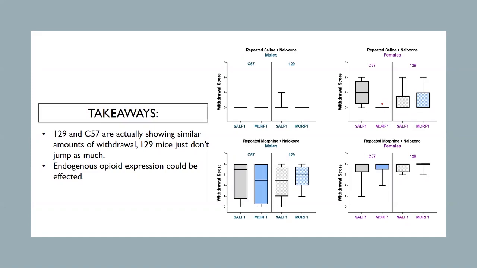So the reason we thought this was happening was the same as the jumping. It's because of this endogenous opioid system. But the interesting thing with this data was that the C57 females who only received saline in their lifetime, but their mothers received morphine, they were showing no withdrawal symptoms. But the C57 females who only received saline in their lifetime and their mothers received saline, they were showing withdrawal symptoms. So that leads us to believe that there is some sort of transgenerational effect happening here.